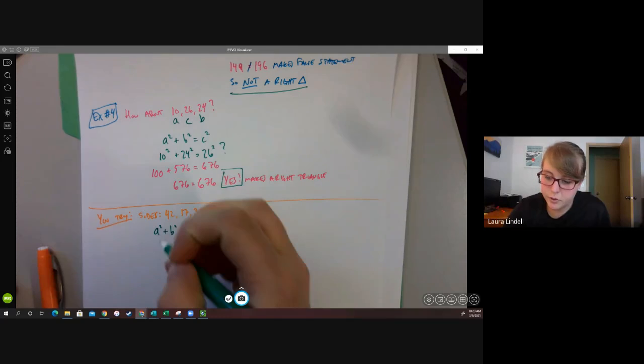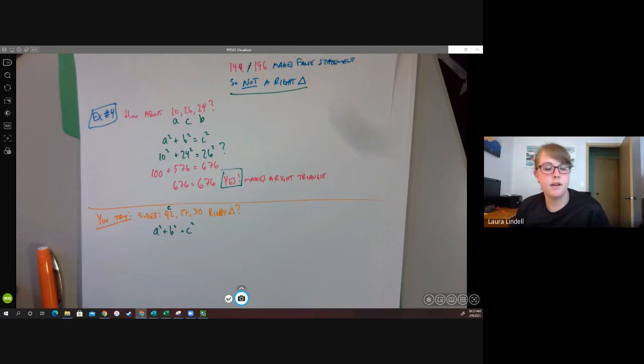If you chose 42 as your C value, you're on the right track. The other two can be either way. It could be A is 17 and B is 30, or the other way around. When you think you've got it figured out, make sure you type yes or no into the chat. All right, looks like so far we're getting mostly no's. All no's, actually. Everybody seems to think it is no. Safety in numbers, right? You guys are correct. It is not a right triangle.